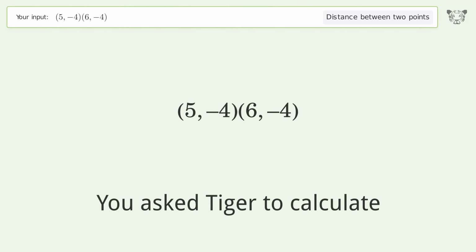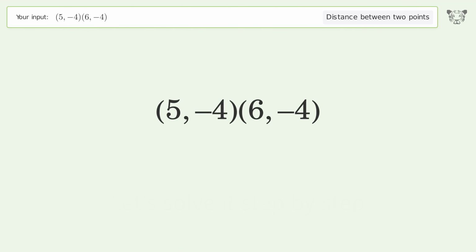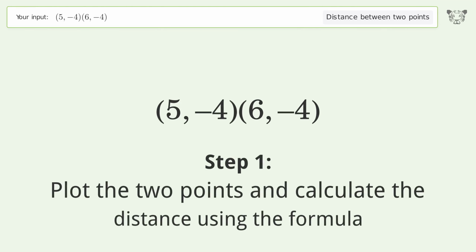You ask to calculate the distance between 2 points. The distance between the 2 points is the square root of 1, or 1. Let's solve it step by step. Plot the 2 points and calculate the distance using the formula.